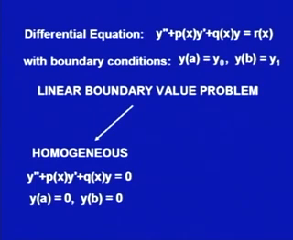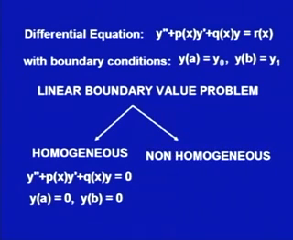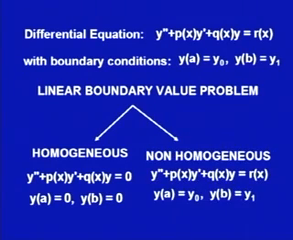This is homogeneous, and otherwise it is called non-homogeneous. So, we will take this typical example. Here even if R x is 0, but if y naught and y 1 are not 0, we will call them non-homogeneous, or if R x is not 0 and y naught and y 1 are 0, still it would be called non-homogeneous. So, this is one classification of linear boundary value problems.